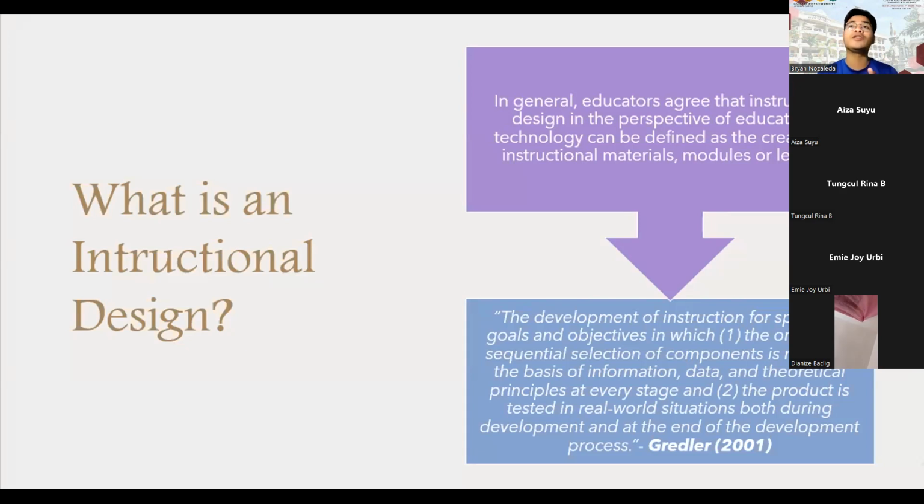His first definition, that it is an organized sequential selection of components, pertains to the process. What is the sequence of your teaching? Where will you start and where will you end? But this process that you chose in teaching must be based on information. It must be based on scientific evidence. It must be based on a theoretical principle. So like what Aiza said earlier, what theory will support it?